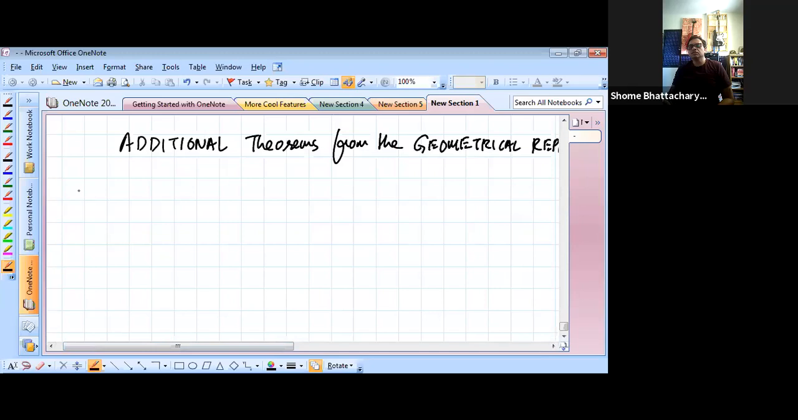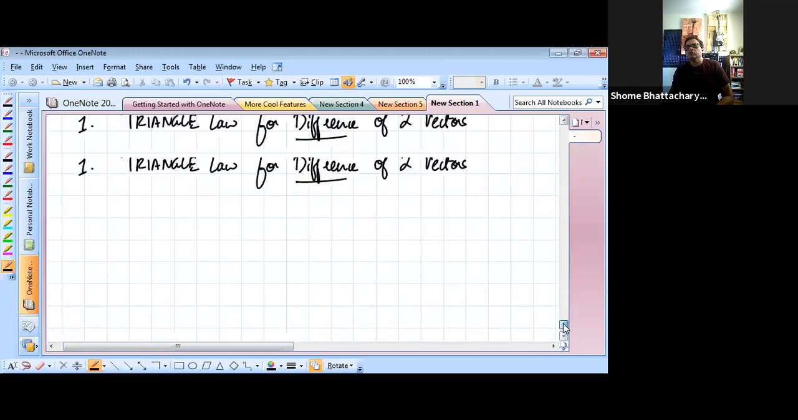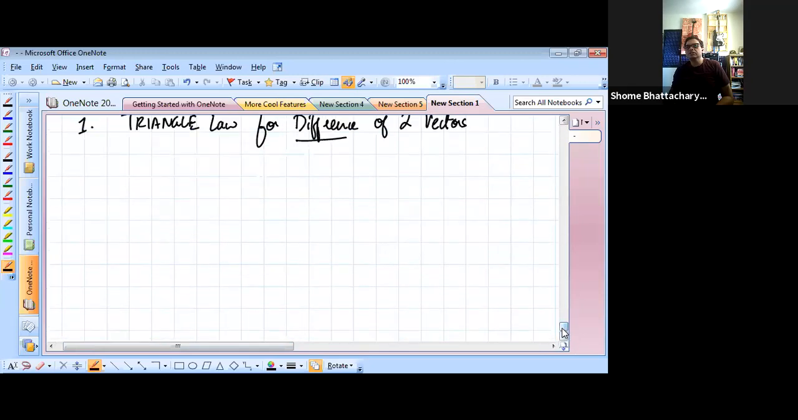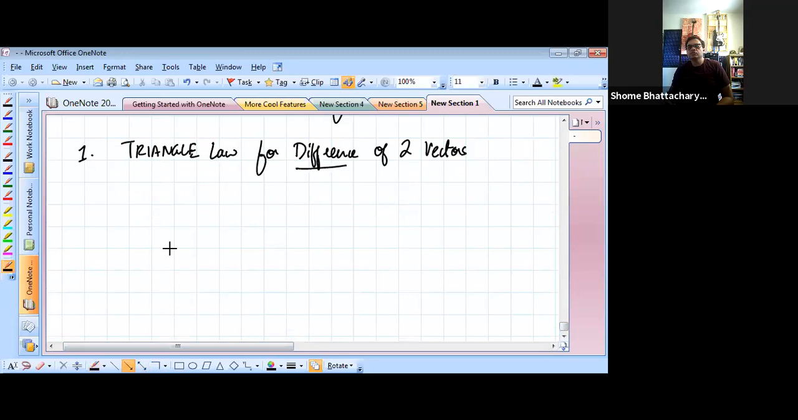So the first additional theorem we'll see is the triangle law for the difference of two vectors. Just like we have a triangle law for the sum of two vectors, we also have an additional part of the triangle law, or a supplementary part of the triangle law, which can give us the difference of two vectors. So suppose vectors A and B are like this.